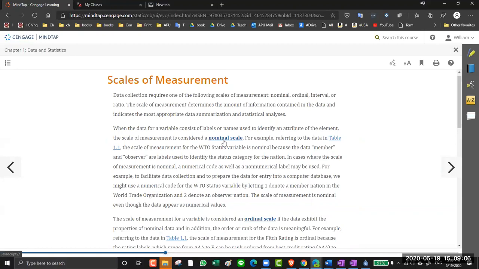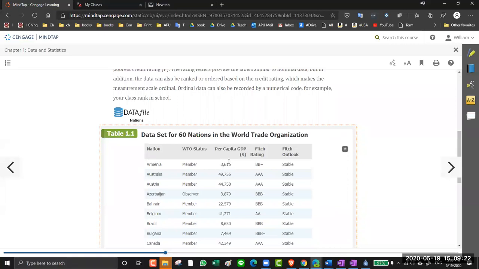So we talk about nominal scale, or nominal, the way that we measure, or the type of variable is nominal. Nominal scale means the possible values for the variable. So what are the possible values for WTO status? What are the possible measurements? Member and observer. I think that might be all.